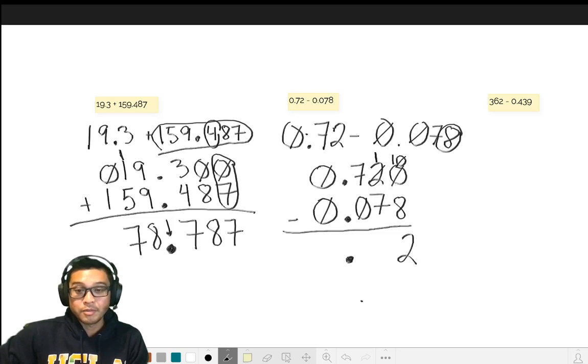And then right here, once again, we have to regroup. You guys have to slow down with your subtraction and always ask, do I need to regroup or do I not need to regroup?